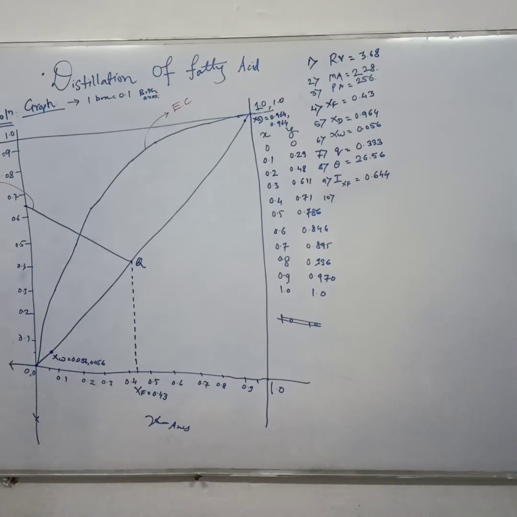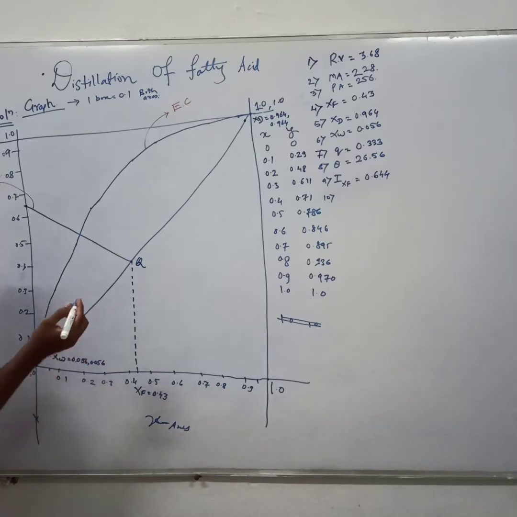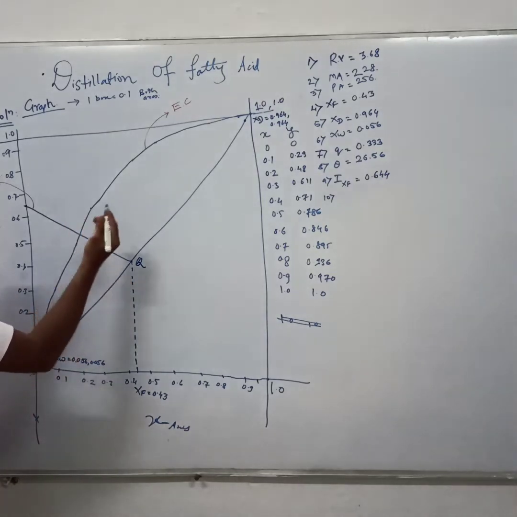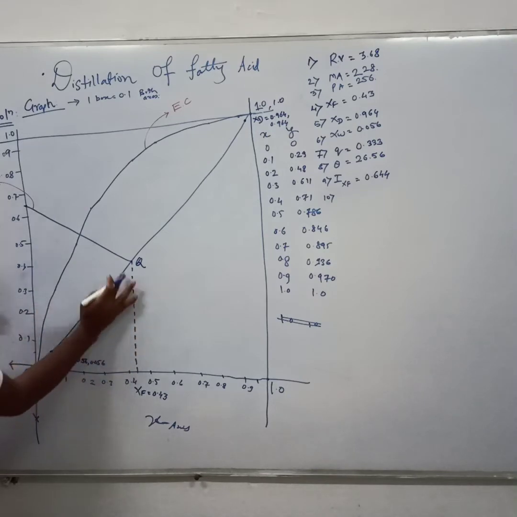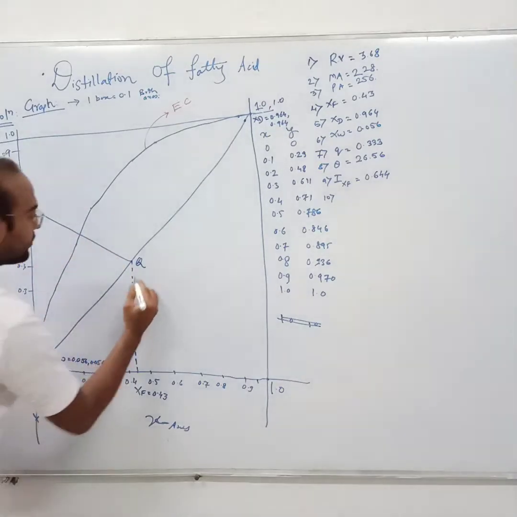Now we are getting another point automatically on our equilibrium curve, that is the point where the feed line intersects our equilibrium curve. This is our feed line.